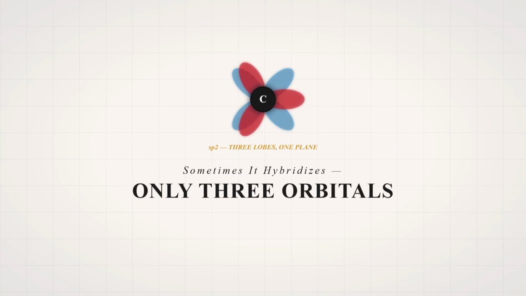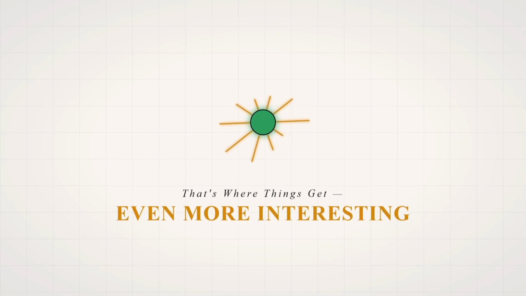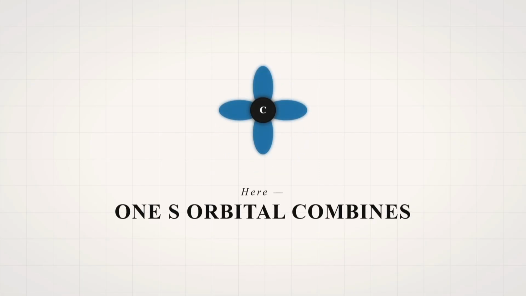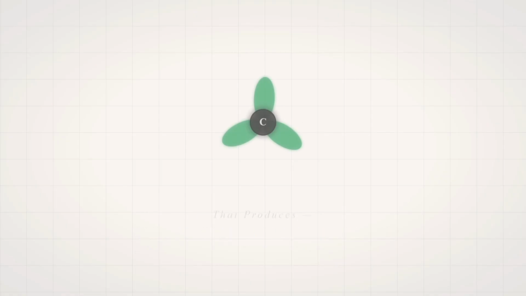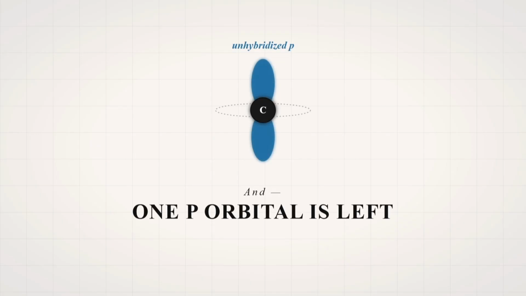Sometimes it only hybridizes three, and that changes everything about its shape. That's where things get even more interesting. Consider ethene. Here, one s orbital combines with two p orbitals. That produces three equivalent sp2 hybrid orbitals, and one p orbital is left unhybridized.